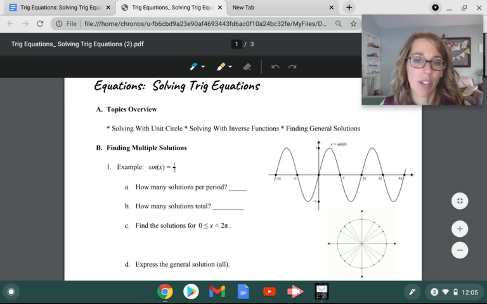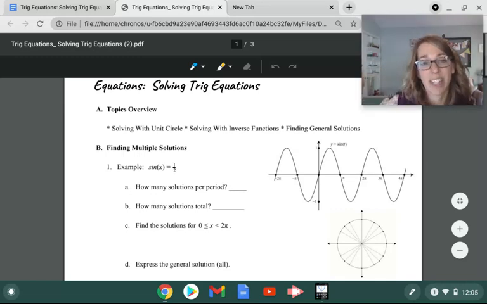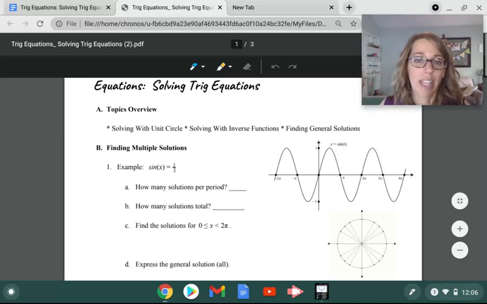In this video, we're going to solve trig equations. There are two parts to this video. In this first part, I'm going to introduce finding solutions to trig equations, even though those trig functions are periodic and have infinitely many solutions. We'll also be working with our inverse functions and the restrictions on their ranges.